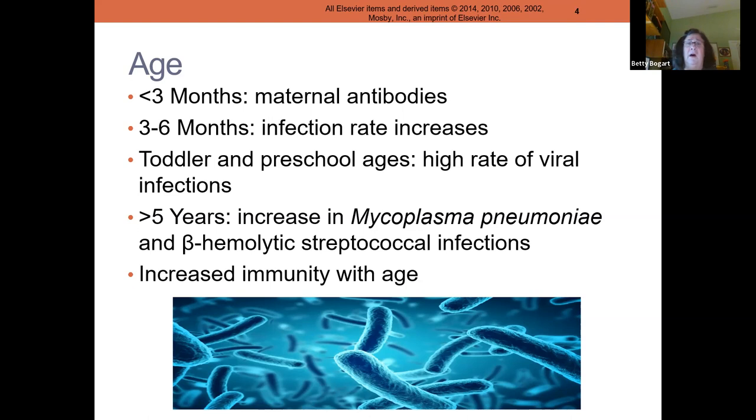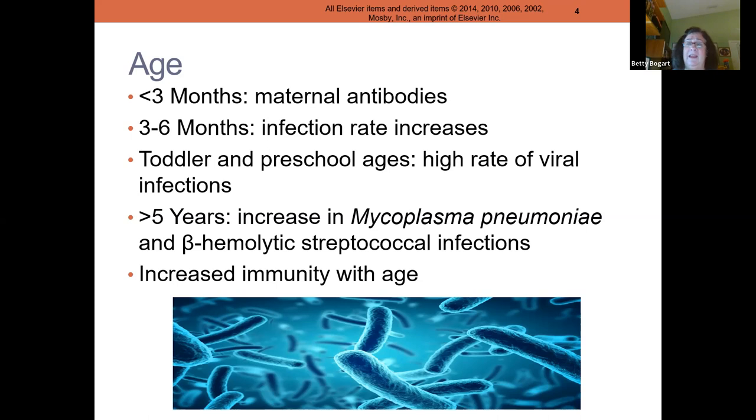You know, we don't want these children to be getting things like whooping cough, pertussis, because it's very hard to take care of. So that's why we give those immunizations. Now, between 3 to 6 months, mom's antibodies are almost going away. That's when you start seeing the infant getting sick. That's when you start seeing, oh, they've got upper respiratory infections.